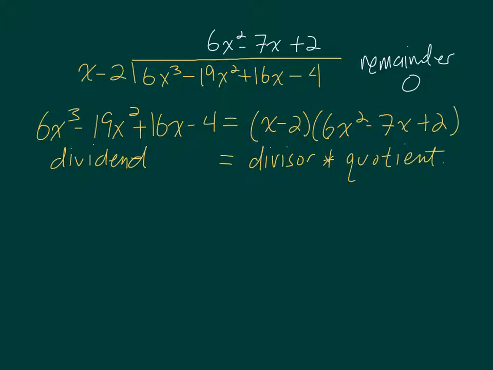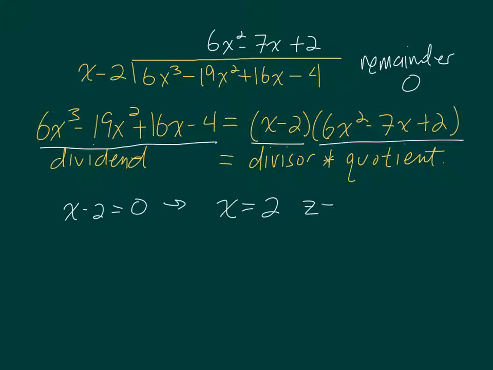And that's really nice because when we're trying to find zeros, having something hard like this and being able to factor it into something easier to solve will make finding zeros much, much easier. So we can take this divisor, x minus 2, and set it equal to 0, and that tells us x equals 2. So there's 1 zero. And just for some added bonus, this has multiplicity 1.